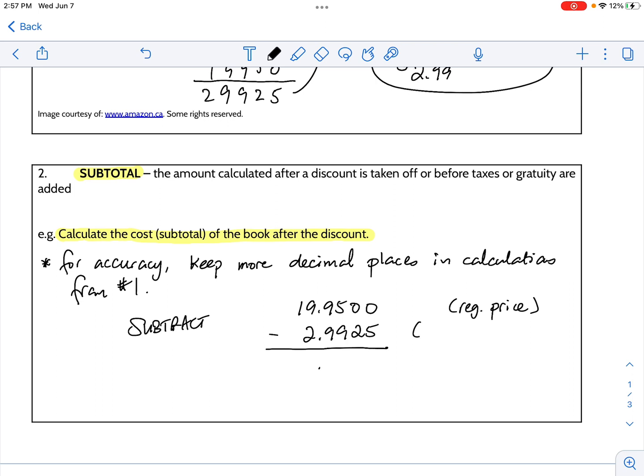2.9925, just to reiterate, is the amount of the discount. So go ahead, pause the video, and then double check your work afterwards. I'm gonna continue.